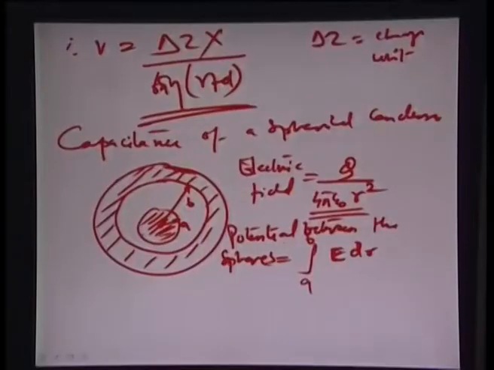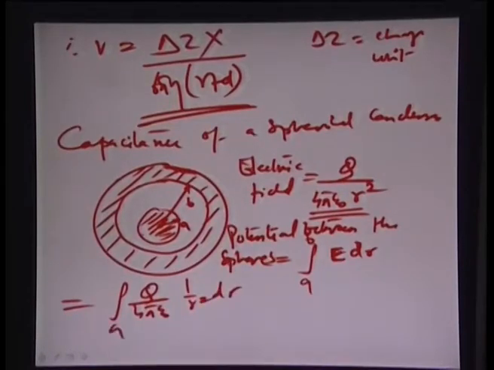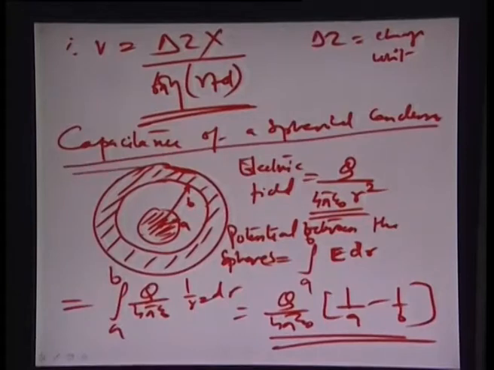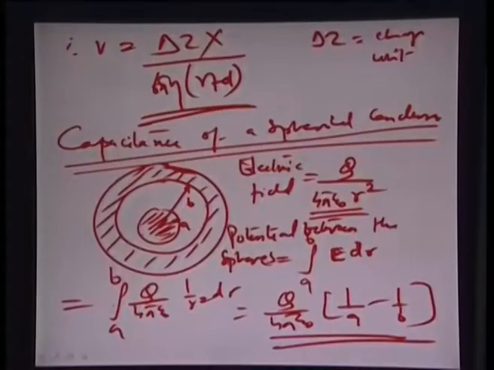sphere and the inside of the outer sphere, and if we put the value of E here and try to calculate what this integral would look like, it would typically come out as q upon 4 pi epsilon naught times 1 by A minus 1 by B. So, that is how we calculate the potential of a spherical capacitor. Now, let us go a little bit ahead and see what the capacitance would be. So, this right here is essentially the potential V of such a capacitor.